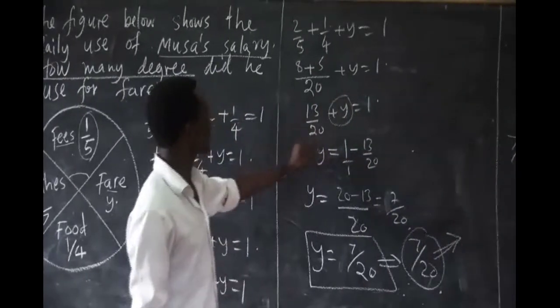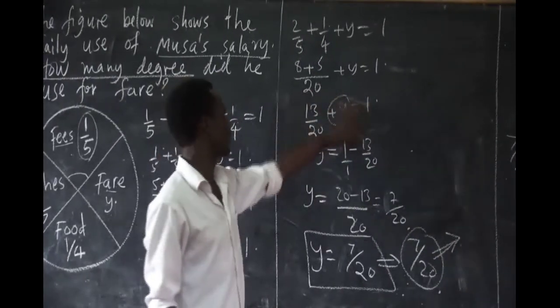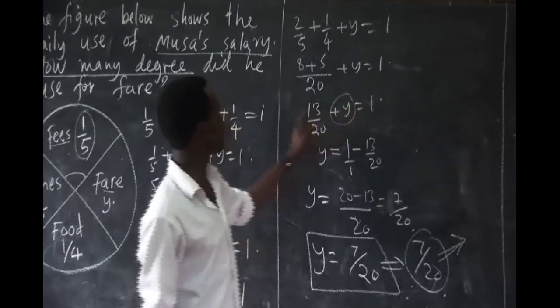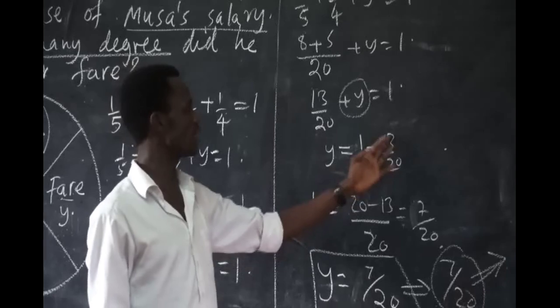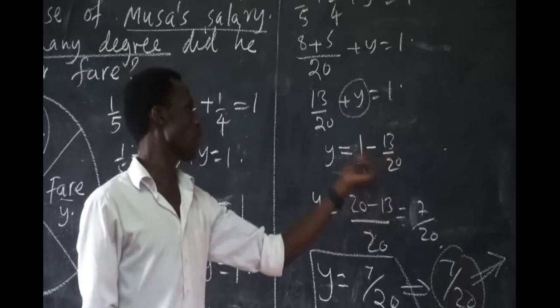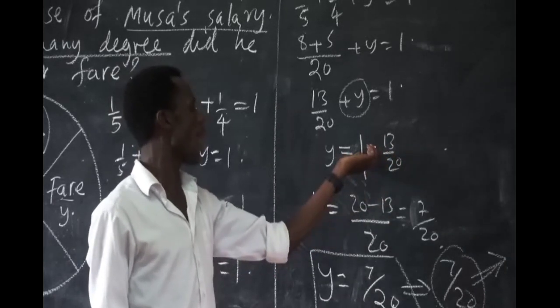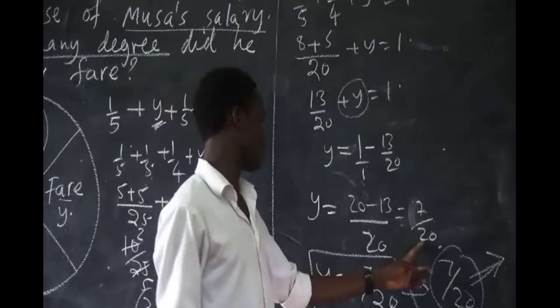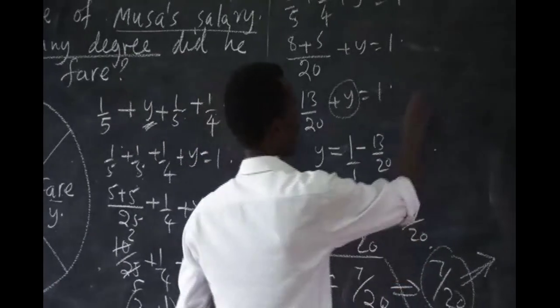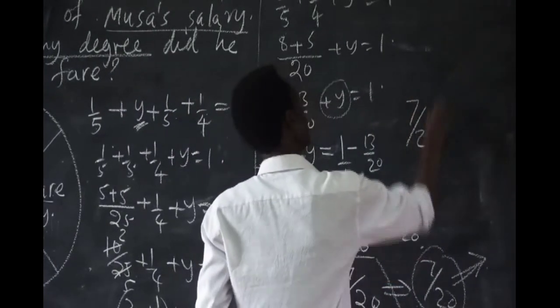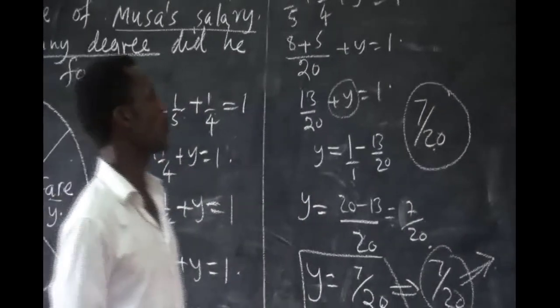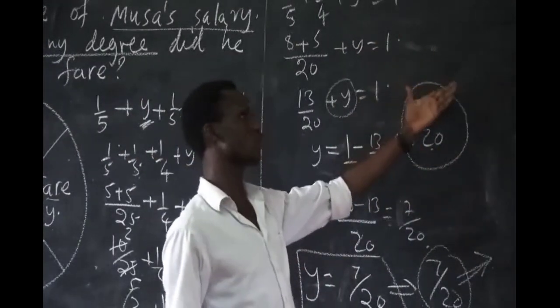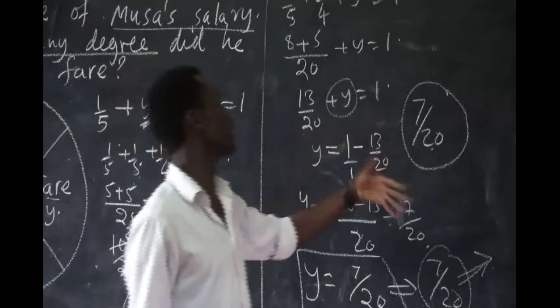Now we definitely take this, the like term, to the other side. If it is positive, it becomes negative. And therefore y is equal to 1 minus 13 over 20. Now subtracting 13 over 20 from 1, we just get 7 over 20. Now this 7 over 20 is the fraction for what we call fair. Now, if it is a fraction, we can change it to percentage if you wish. We can also change it to degree if you wish.